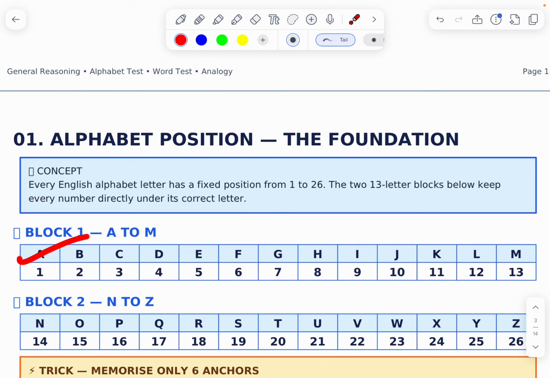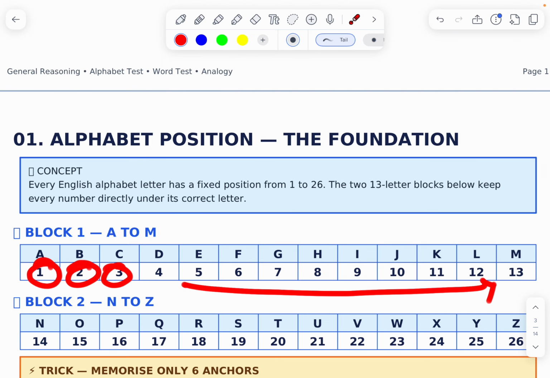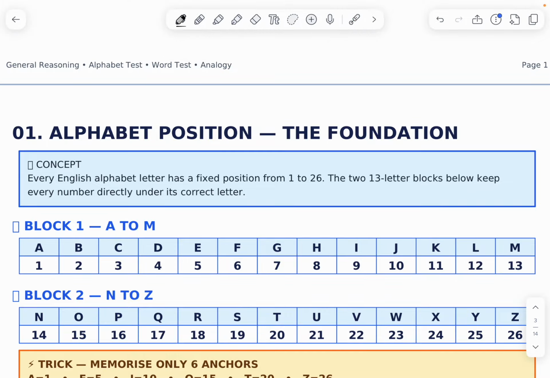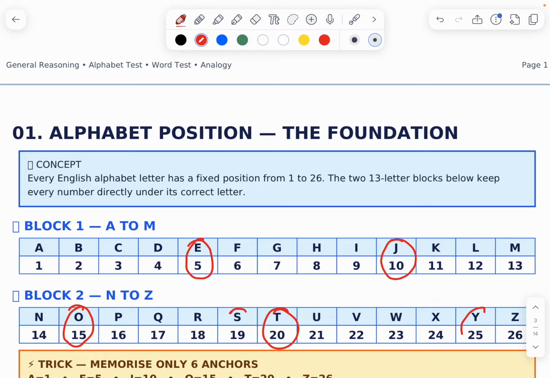First of all, write A to Z letters and write numbers here. A is 1, B is 2, C is 3 like that up to Z. Z is equal to 26. After completion of A to Z letters and mentioning those numbers, you can mark 5, 10, 15, 20 and 25. Okay, A is equal to 1, B2, C3, D4. This is the most important point.